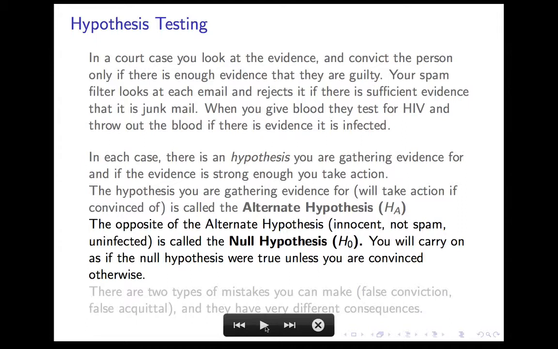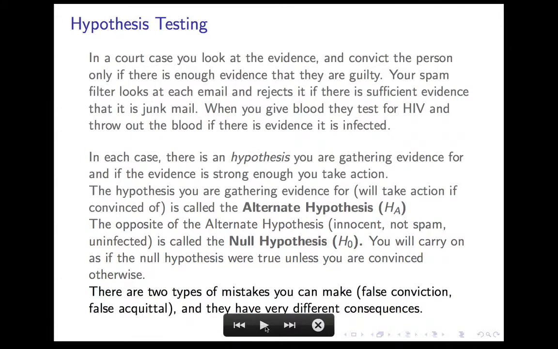In each of these situations, though, here's what is unifying about them. There are two types of mistakes you can make. So in the court case, you can either falsely convict an innocent person, or you can falsely acquit a guilty person. And they have very different consequences. There's nothing comparable about those two mistakes. You have to treat them separately.